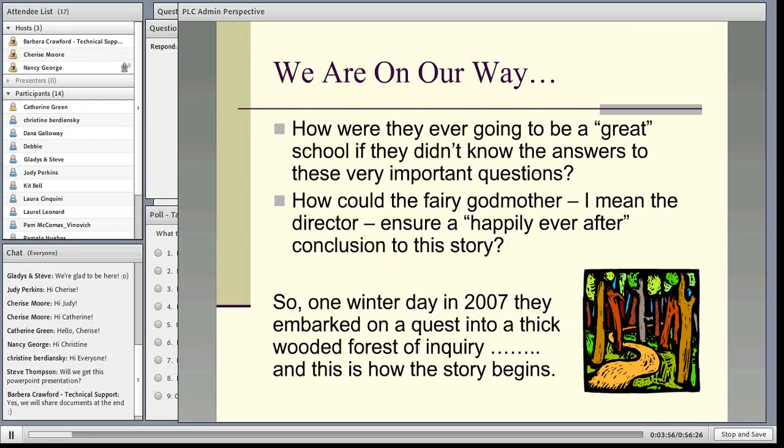How were they ever going to be a great school if they didn't know the answers to these very important questions? How could the fairy godmother, the director, ensure a happily ever after conclusion to this story? So one winter day in 2007, the school embarked on a quest into a thick wooded forest of inquiry, and this is how the story begins.